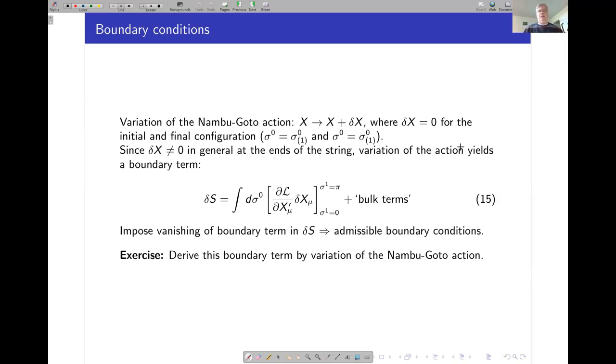We take the action, we replace the configuration x by x plus delta x, and delta x is an arbitrary but small variation, but we impose that the variation vanishes for the initial and final configuration. Now, how does this look like for a string?